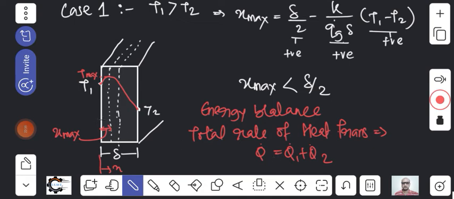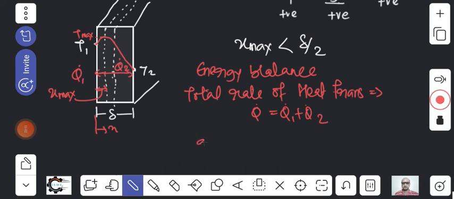Why this Q1 and Q2? As the T max is here, there will be heat transfer from this place in this direction, and the Q2 heat will transfer in this direction also, because the max temperature is here. In both directions heat will flow. So the total rate of heat transfer is Q1 plus Q2. And the rate of heat generation, Q dot G, is equal to area times delta, which is the volume. The total rate of heat is this Q1 dot plus Q2 dot. You understood?